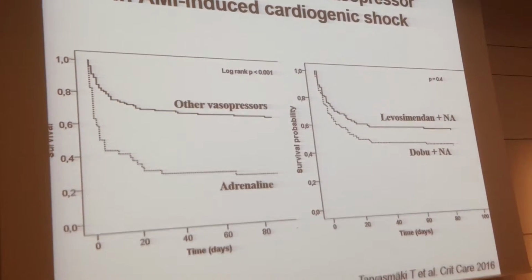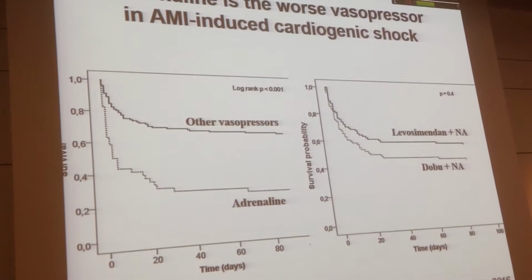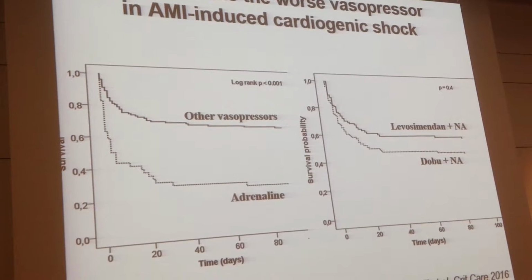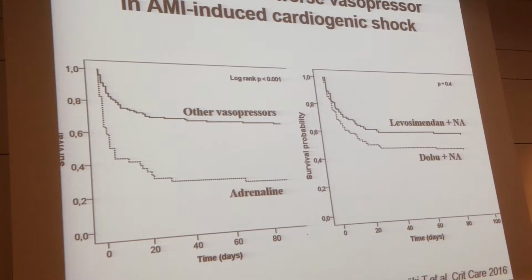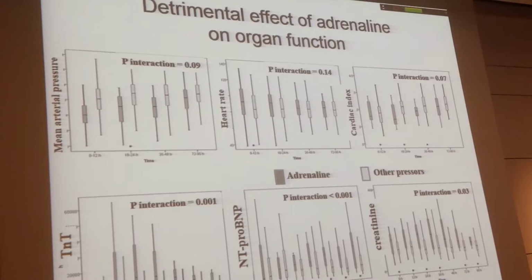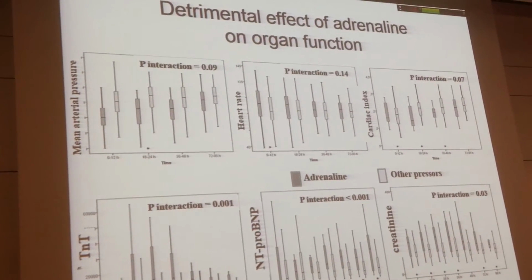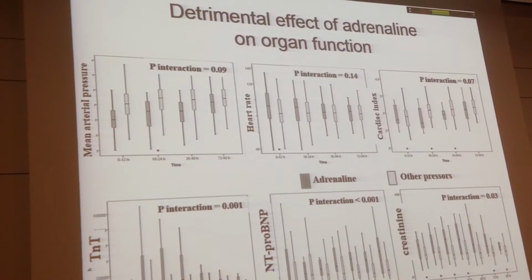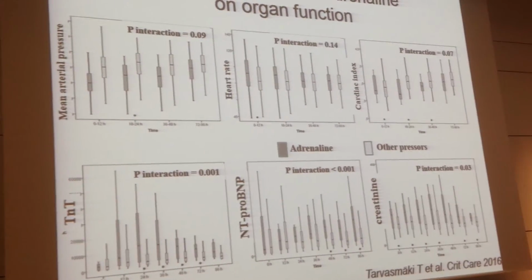Then, coming back to the first graph, the next question was why epinephrine, in those patients with cardiogenic shock related to acute myocardial infarction, is so harmful on mortality. To try to answer this question, those patients had a Swan-Ganz, and they had biomarkers of heart and kidney measured every 12 hours.